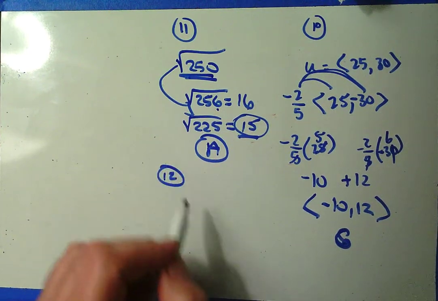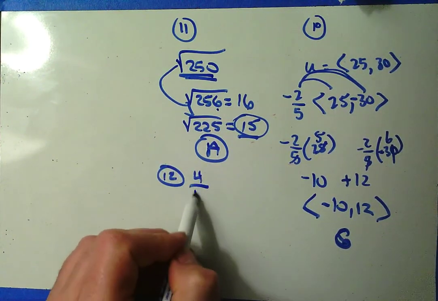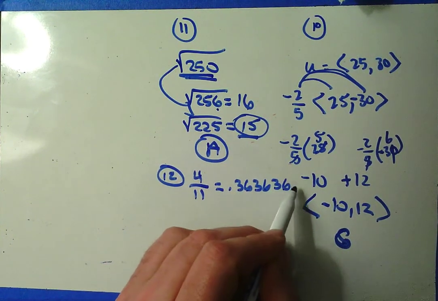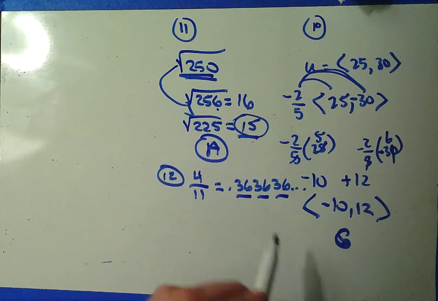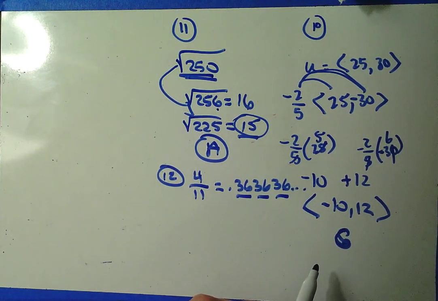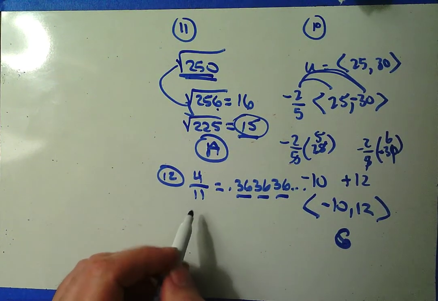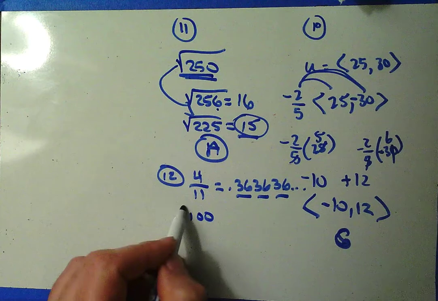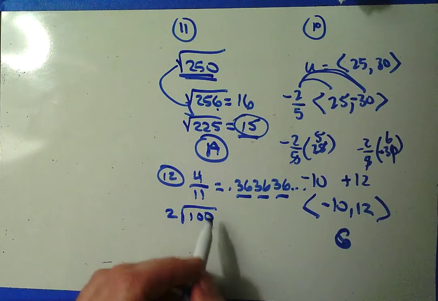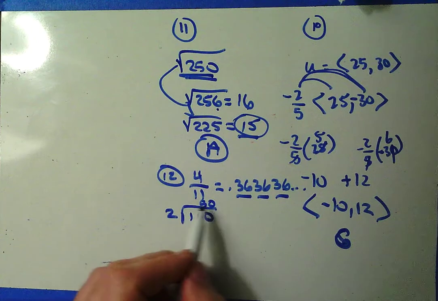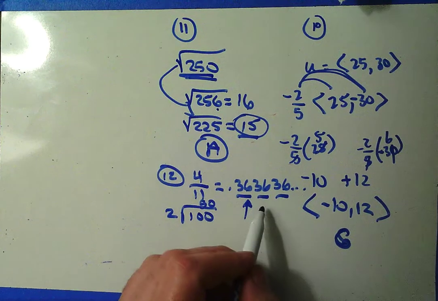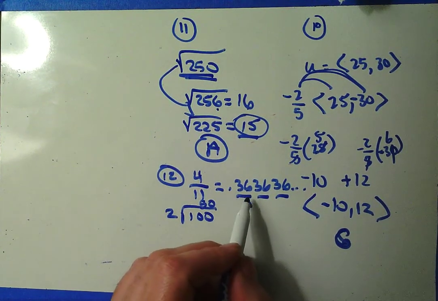What about number 12? Well, if I do 4 11ths in my calculator, I get 0.363636 repeating forever. So I know every 2 digits this repeats back again. So if I divide 100 by the length of my repeating pattern, 2, it goes in 50 times, goes in evenly. So evenly means there's no remainder, so I wouldn't be counting to the next one.